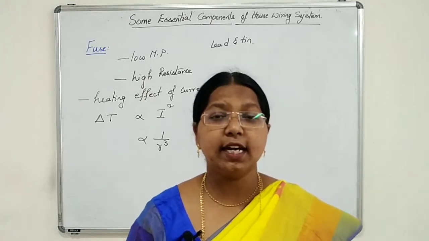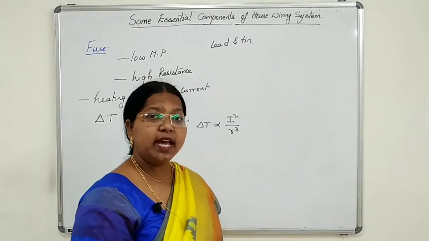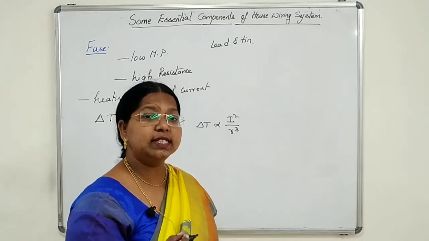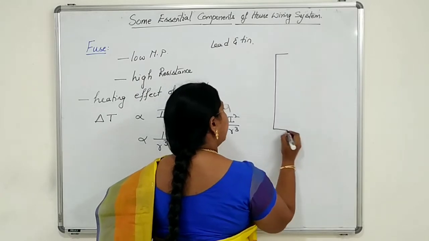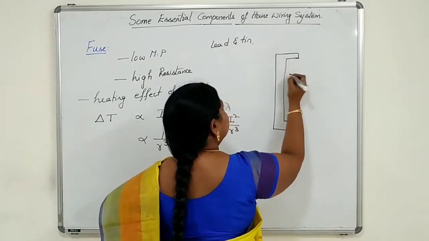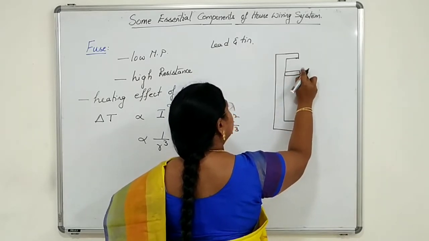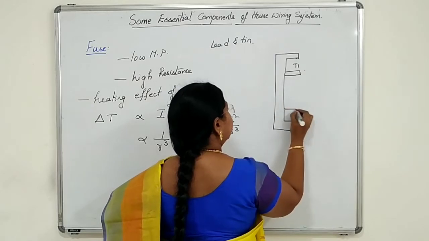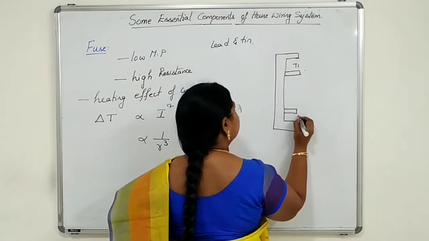Now let us see the construction of fuse wire. We have two things, students. One is the socket and the other one is the plug. The socket also has two terminals. Let us think this is the socket having two terminals, one is T1 and the other one is T2.